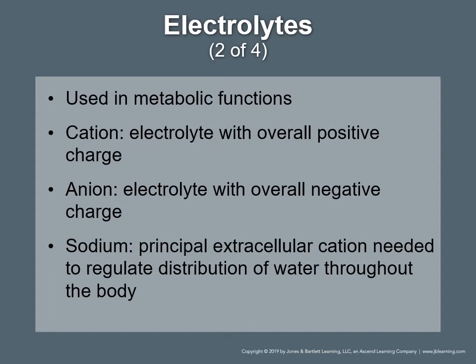A cation is an electrolyte with an overall positive charge. An anion is an electrolyte with an overall negative charge. Sodium is the principal extracellular cation needed to regulate the distribution of water throughout the body in the intravascular and interstitial fluid compartments. It's a major factor in inadequate cellular perfusion. Sodium is also a major component of the circulating buffer.